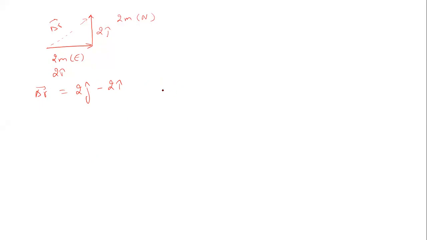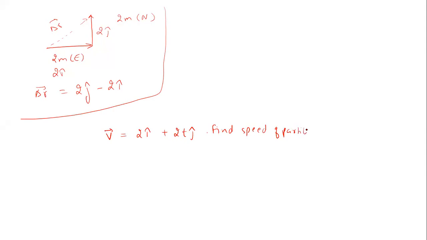One more sum I will give you. Just try to get the answer. The velocity vector is given by 2 i cap plus 2t j cap. Find the speed of the particle in t seconds. Sorry, not speed. Find the distance traveled by the particle in t seconds.